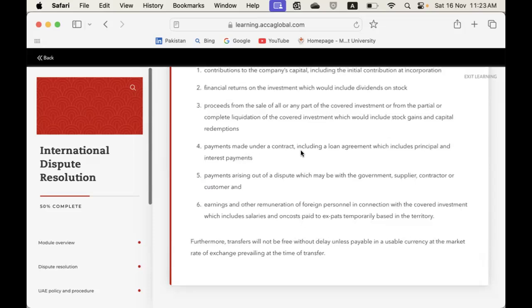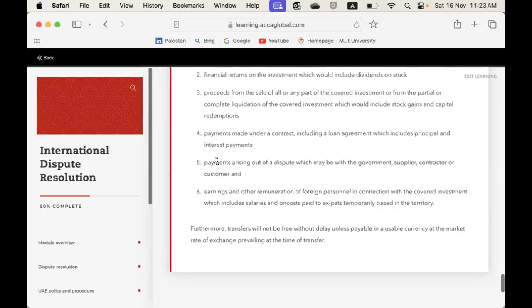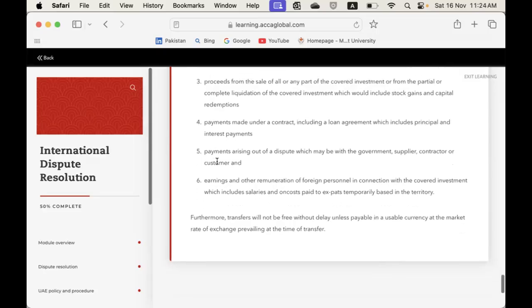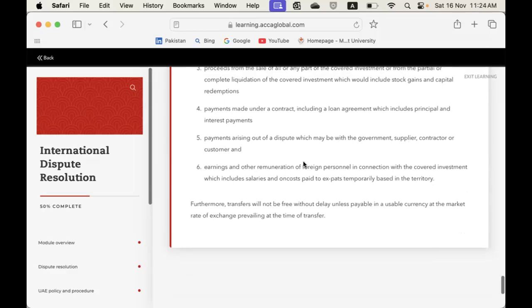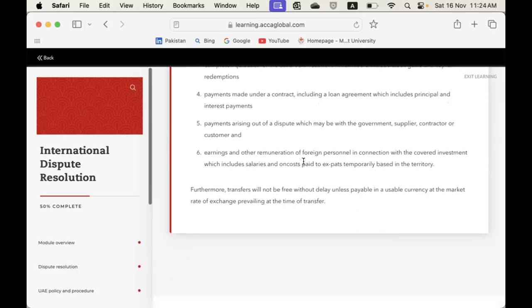Payments made under a contract, including a loan agreement, which includes principal and interest. That's where the interest also came in. So there was a financing arrangement. Principal plus interest both should be freely transferable. Payments arising out of a dispute, which may be with the government, supplier, contractor, or customer. So if there were any payments to be made, collections to be made, with any party, including government, supplier, contractor, customer, those should be transferable.